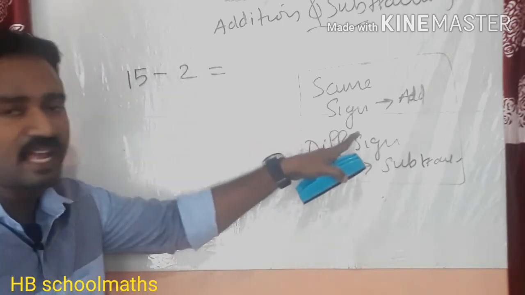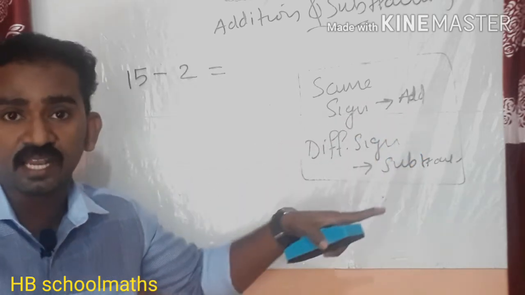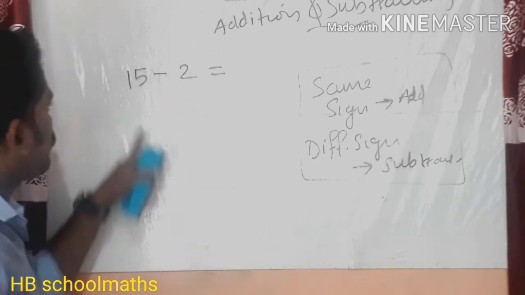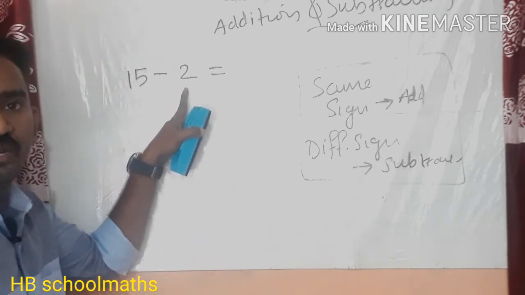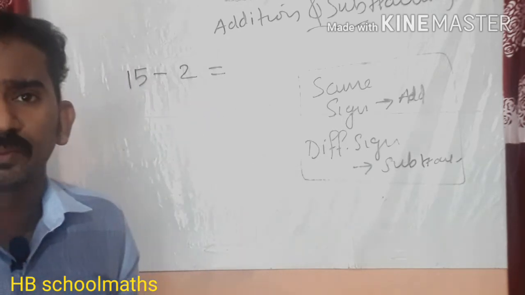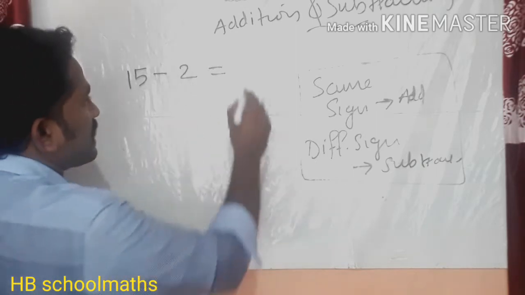Same sign, add. Different sign, subtract. Same sign, add. Different sign, subtract. Keep it in your mind like that. So 15 and 2 have different signs, so subtract them. Every time we subtract a smaller number from a greater number only. So greater number minus smaller number. 15 minus 2, the answer is 13.